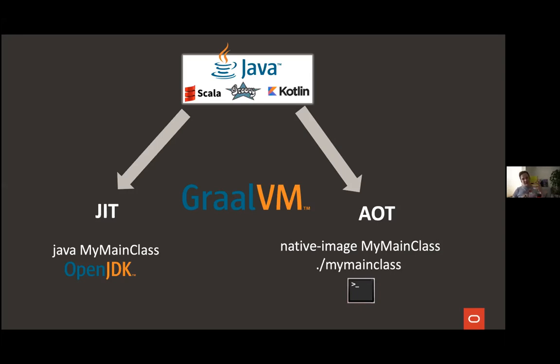Right, so we have 8 and 11, and you can download that. You can run Java. It will run within the context of OpenJDK normally. Just the JIT will be replaced with the GraalVM JIT, and your application can potentially go faster when it's done.